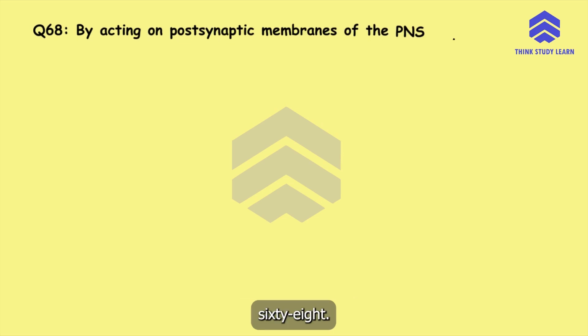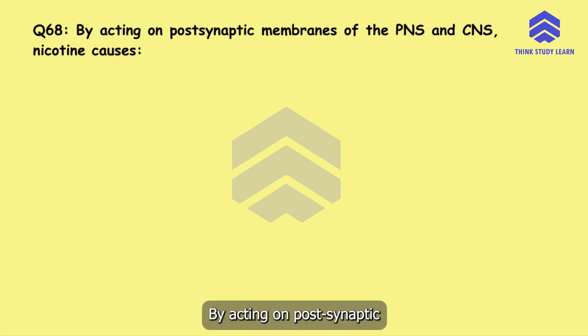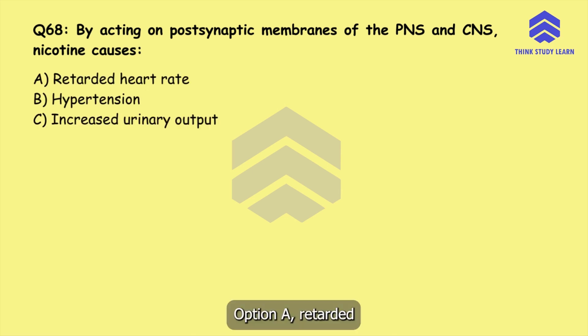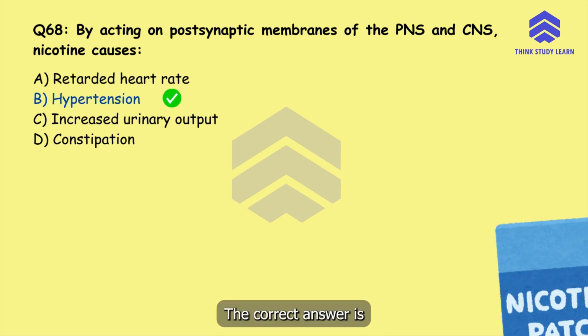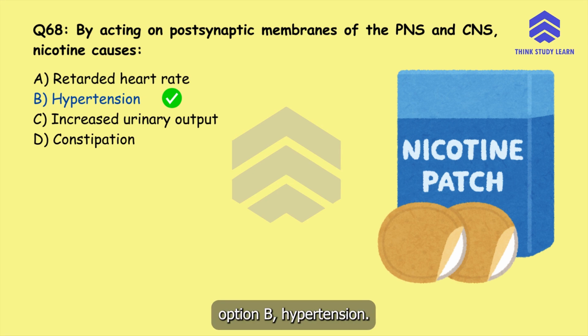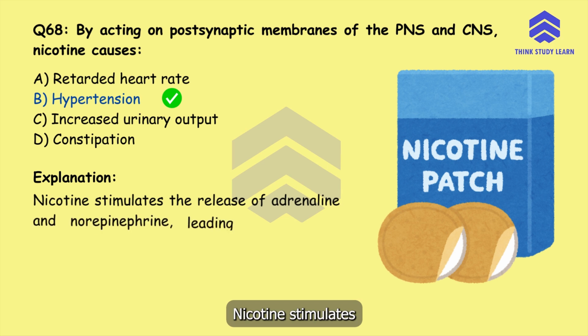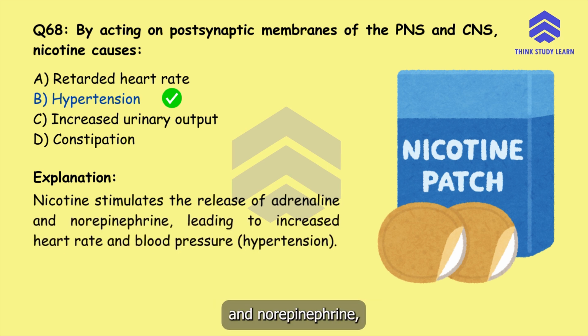Question number 68. By acting on postsynaptic membranes of the PNS and the CNS, nicotine causes option A, retarded heart rate, option B, hypertension, option C, increased urinary output, or option D, constipation. The correct answer is option B, hypertension. Nicotine stimulates the release of adrenaline and norepinephrine, leading to increased heart rate and blood pressure, that is, hypertension.